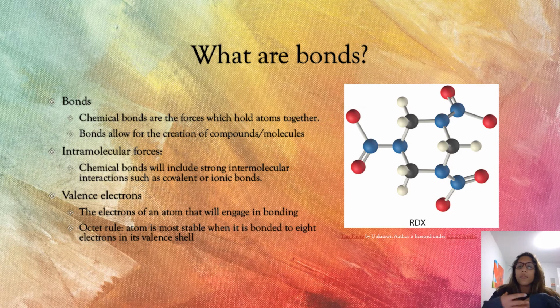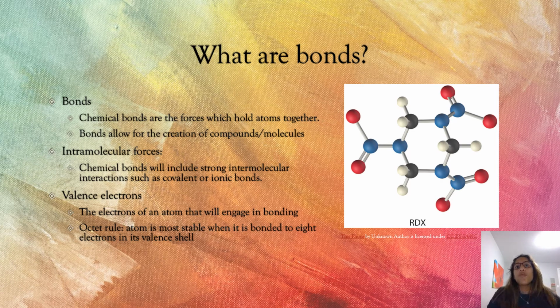Bonds are formed through chemical forces which hold atoms together. This allows for the creation of compounds and molecules. These chemical bonds will possess strong intermolecular interactions, and these interactions are known as covalent or ionic. Lastly, bonds are made from valence electrons on the atoms.